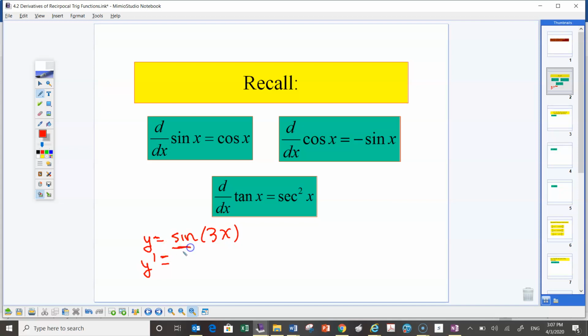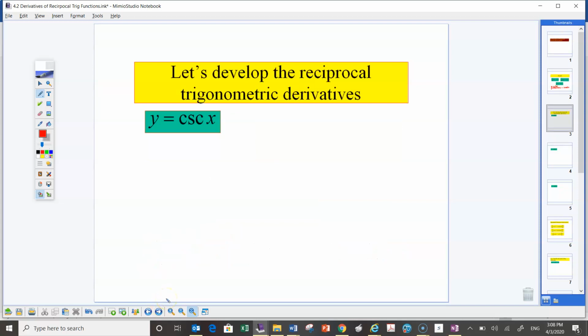So you would take the derivative of the trig function first, leave the 3x alone, and then times the whole thing by 3, so your final answer would be 3 cos 3x. So the reciprocal trig functions would be the derivatives of cosecant, secant, and cotangent. Now I will develop cosecant for you, and then the other two, secant and cotangent, I'll just give to you, but this is the way we would develop our reciprocal trig functions.